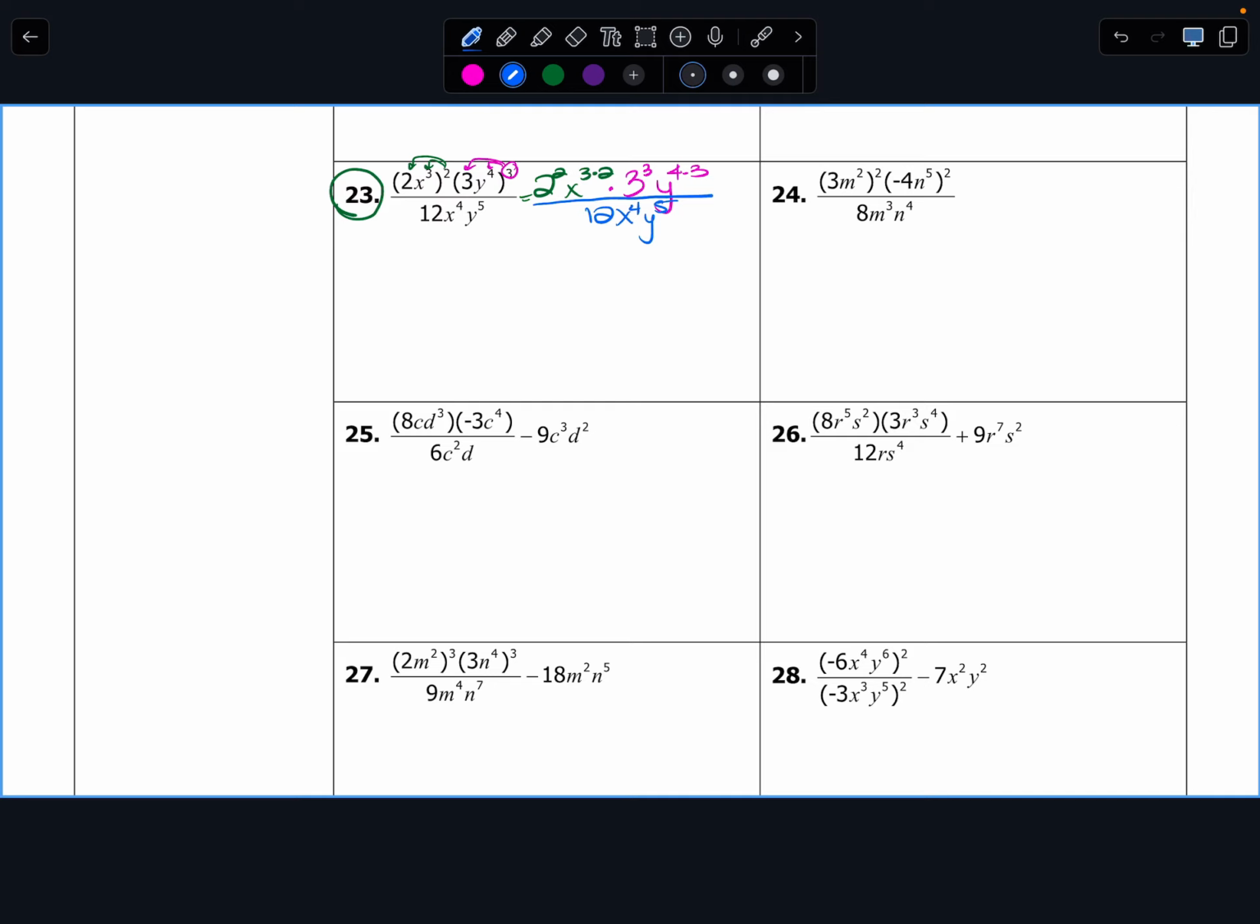So I'm going to combine. So I get 4 x to the 6th times 27 y to the 12th, divided by 12 x to the 4th y to the 5th.